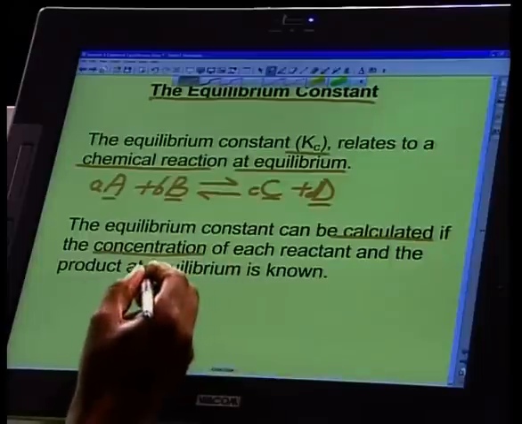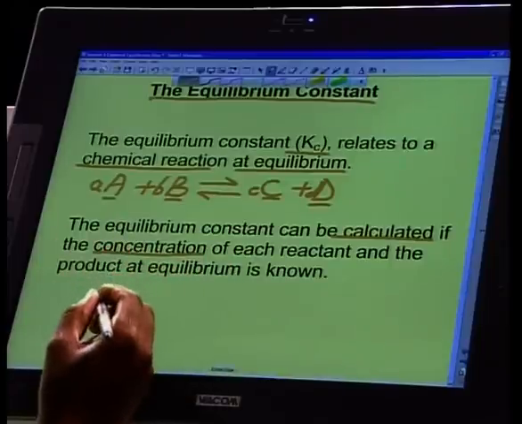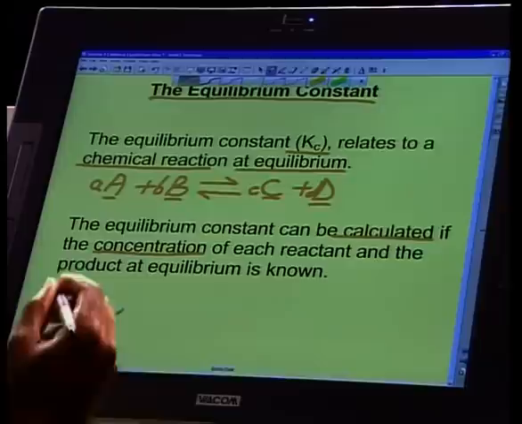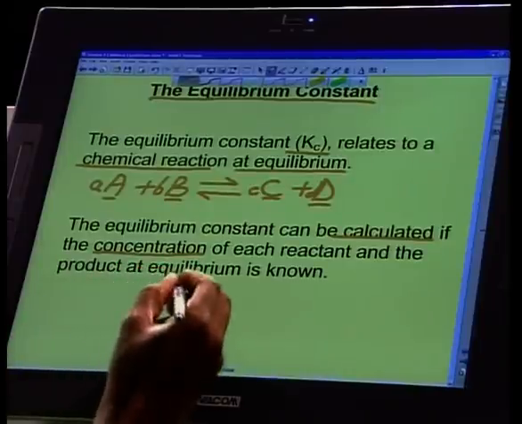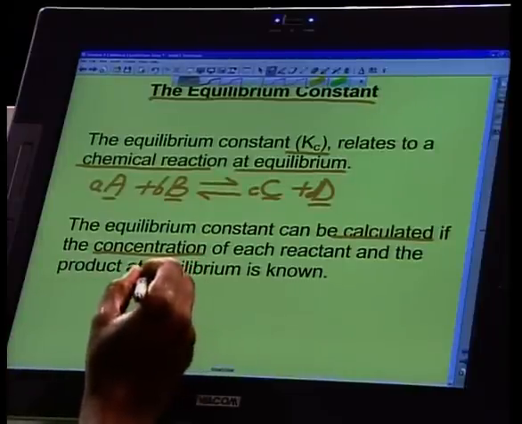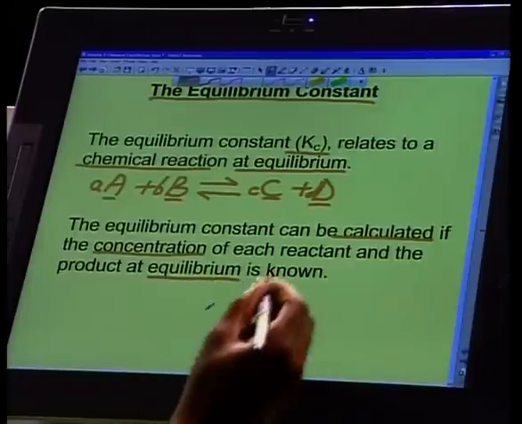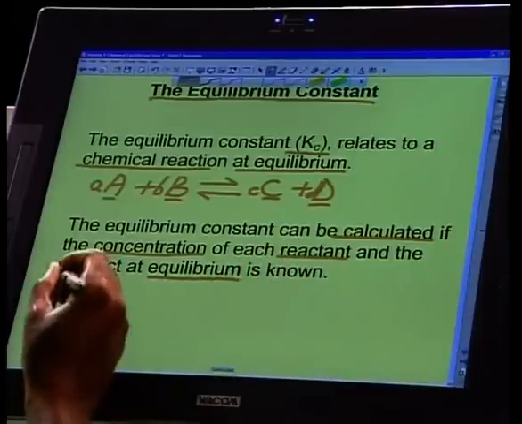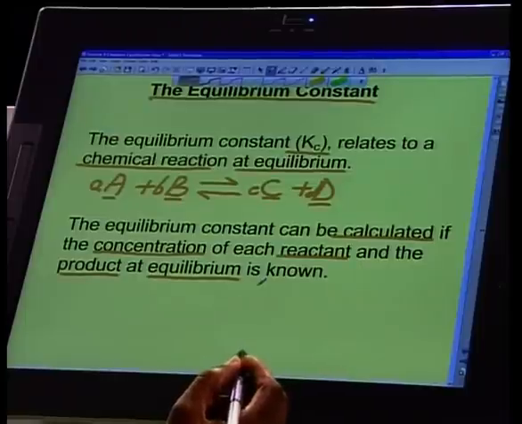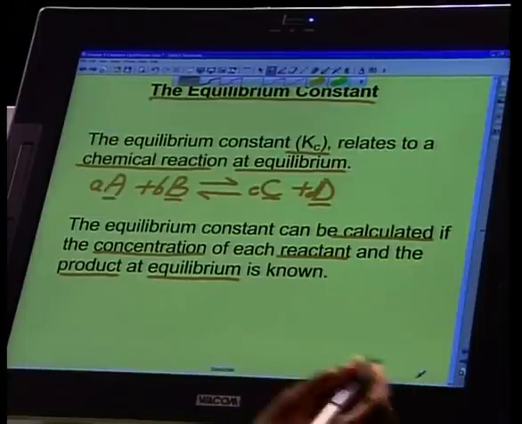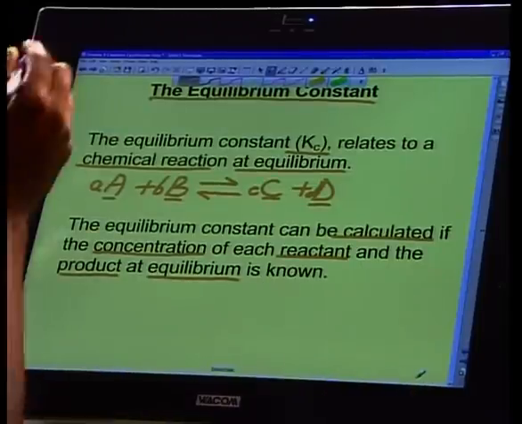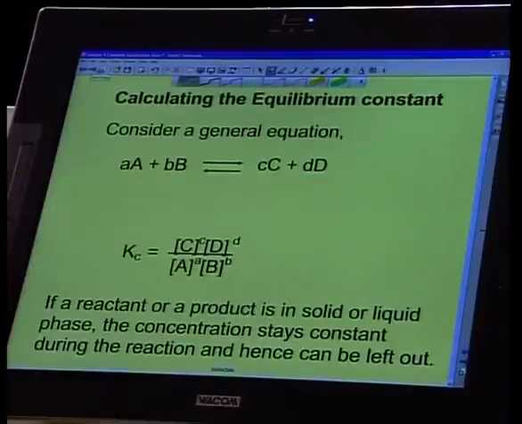And these concentrations are not just any concentrations of A, B, C, and D, but these are concentrations of A, B, C, and D at equilibrium. Okay? So the concentration of reactants and products at equilibrium. We can only calculate if we know those at equilibrium. Okay, now let's quickly have a look at this.